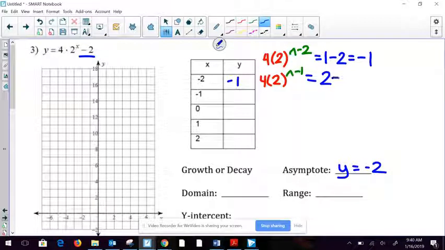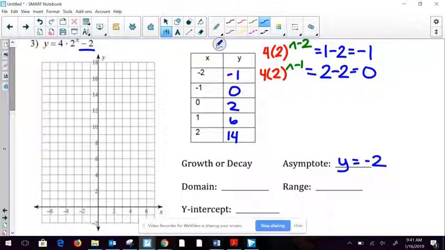Now I'm going to minus the asymptote. What is 2 minus 2? 0. Great job. Go ahead and try to enter in 0, 1, and 2 and make sure your numbers match mine. Hit pause now. Welcome back. Did you get the same numbers? Awesome. Again, we're going to draw in that horizontal asymptote because we know no matter what, I'm not going to cross the -2 line. Cannot happen.